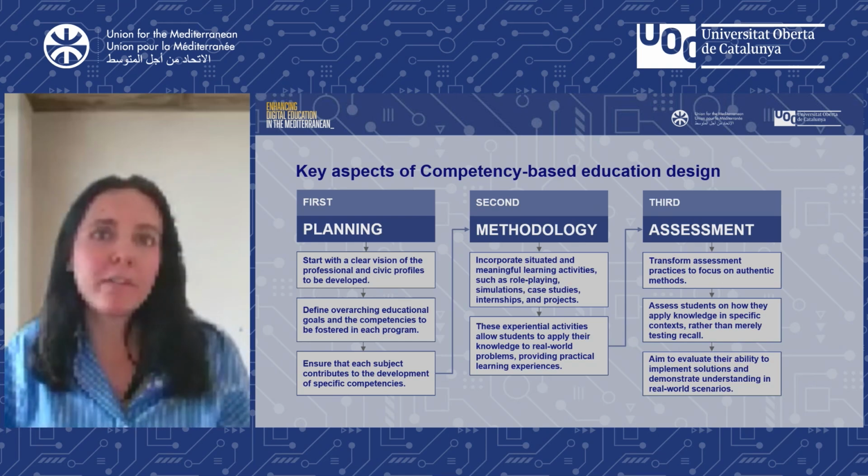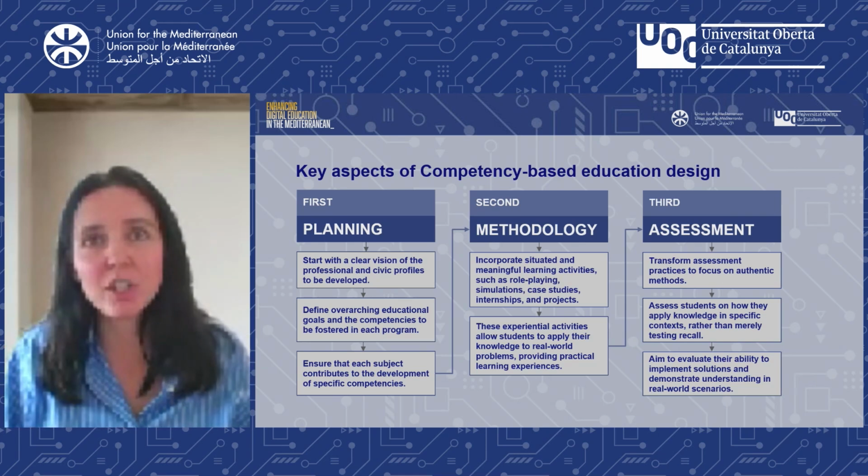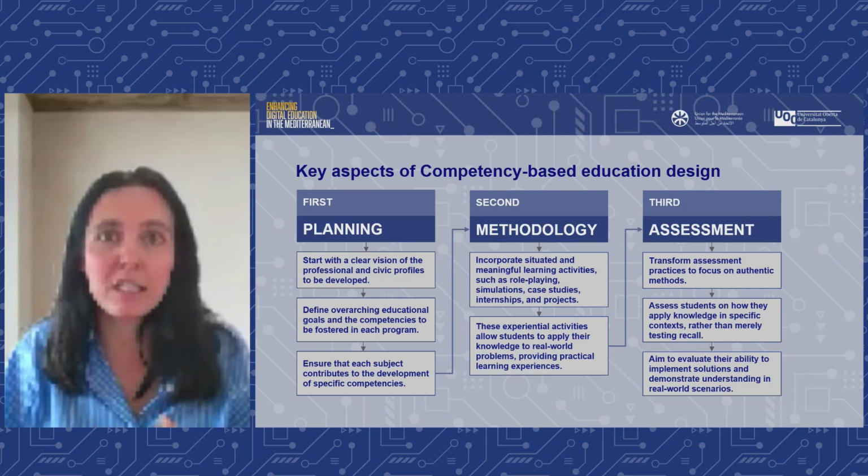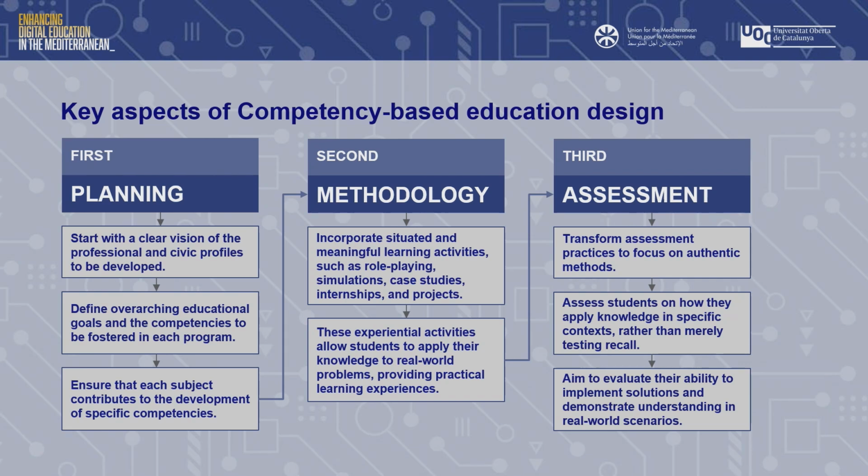So if we aim to evolve towards competence-based education, it's essential to acknowledge that this transition will require additional effort, and it especially involves, first, planning. We must begin with a clear vision of the professional and civic profile we want to shape in our students. This means examining how each course in the program can contribute to the development of competencies rather than focusing solely on the content. So the goal is to align the curriculum with the competencies we aim to foster, making sure that every subject plays a role in achieving these outcomes.